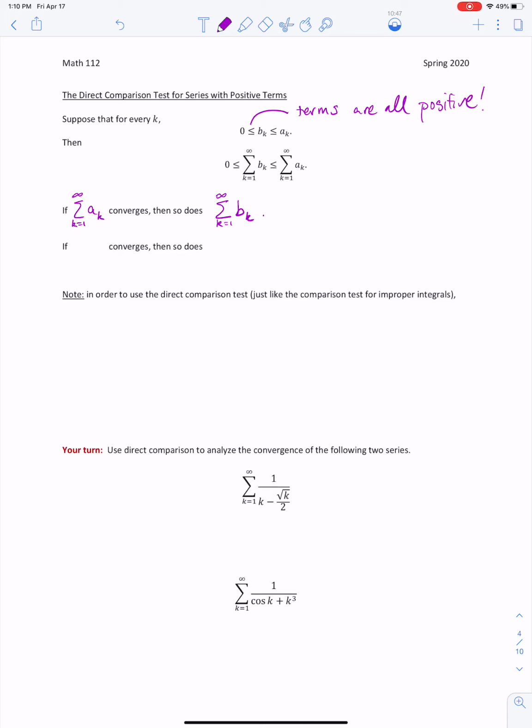And on the other hand, if the sum of the BKs diverges, then so does the sum of the AKs.